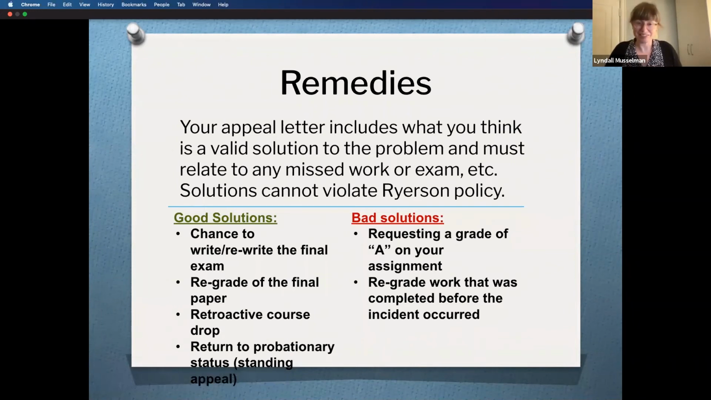You can't just ask, you just can't get a passing grade. Sometimes grades at Ryerson have to be earned. So just keep that in mind, so there's no grade bumps.